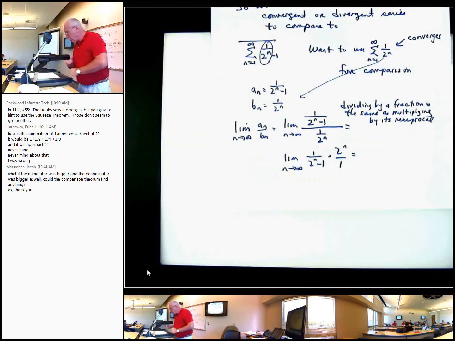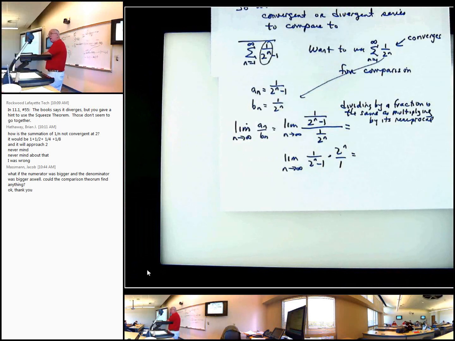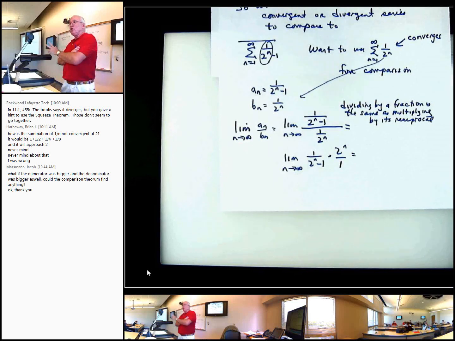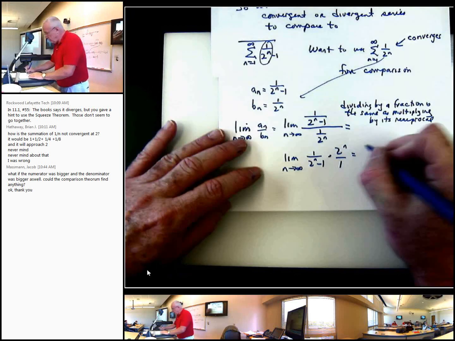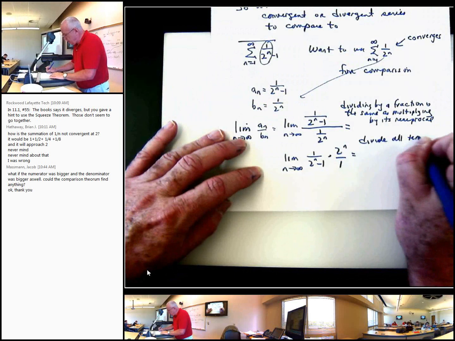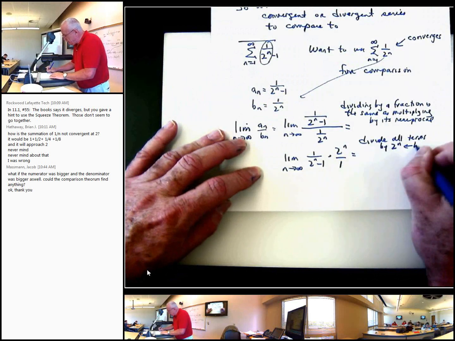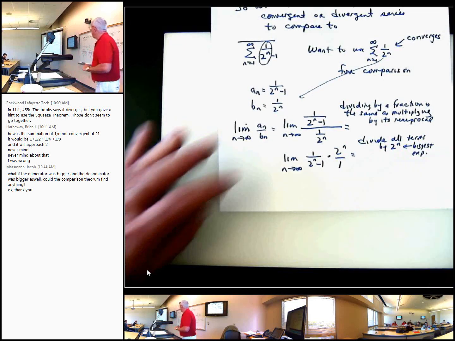Now, how can I figure this out? Because the top one gets bigger and bigger and bigger, and so does the bottom one gets bigger and bigger and bigger. But remember the trick that I told you guys to use. What you usually want to do is divide by the highest exponent. Divide all terms by 2 to the n, the biggest exponent. All right.